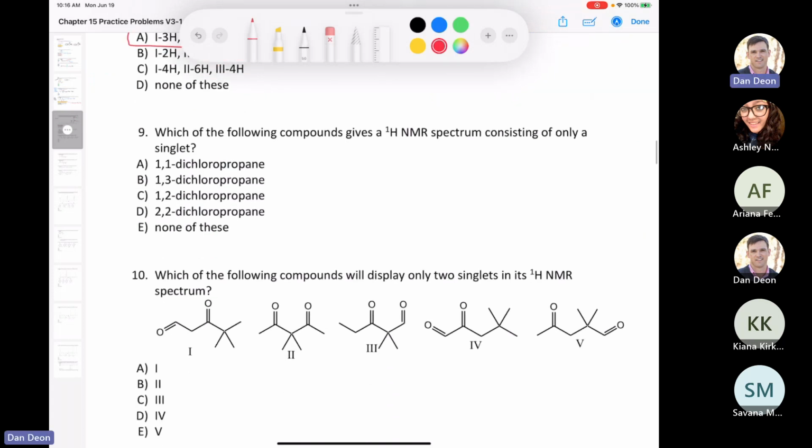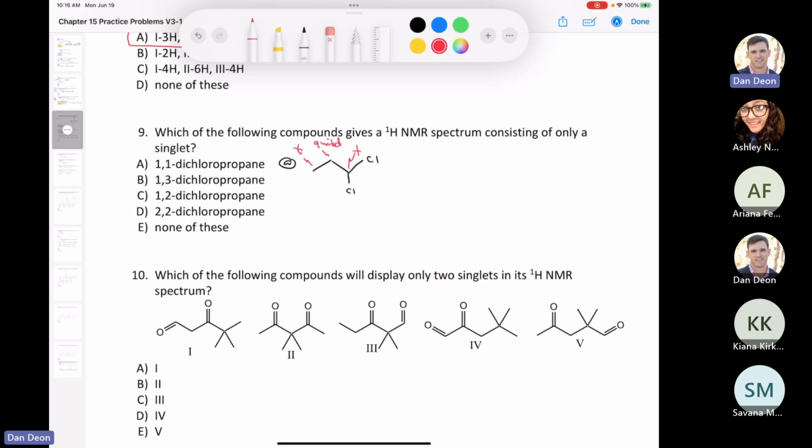Let's try a couple more. Which of the following compounds gives a proton NMR spectrum containing only a singlet? If we start with A, it's 1,1-dichloropropane. If we write this out, that's this compound. Well, that's not true because this is going to give you a triplet. This is going to give you 3 plus 1, so it gives you a quintet. And this one here is going to give you a triplet as well. So A is not the answer.